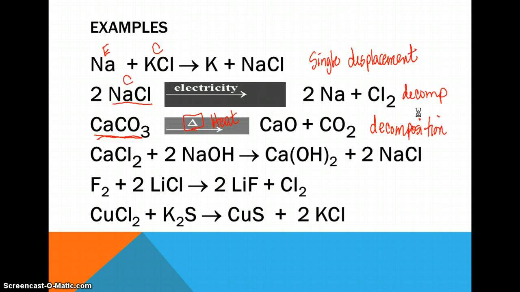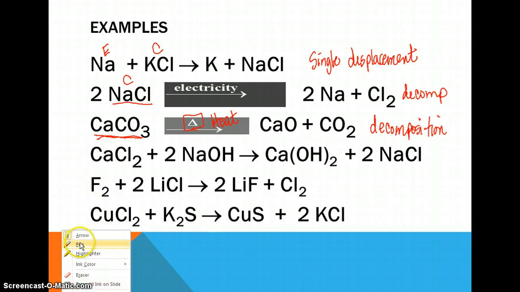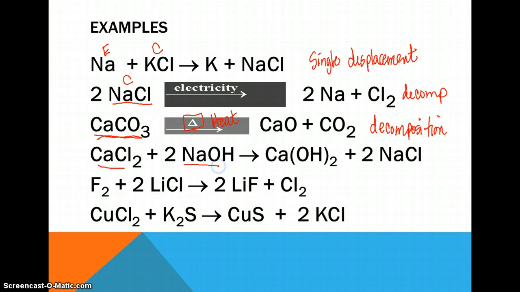Next one, we have a compound and we have a compound. Two compounds. This is going to be the double displacement. The next one, I have one element and one compound. This is my single displacement. Finally, I have a compound and a compound. Double displacement it is. Awesome job.